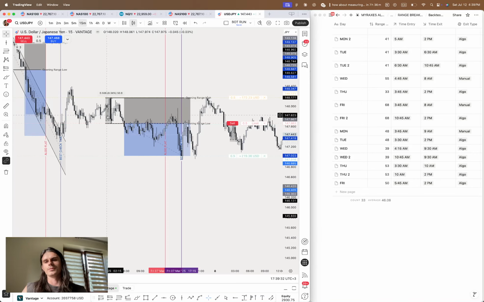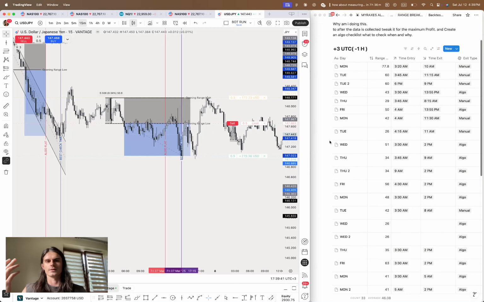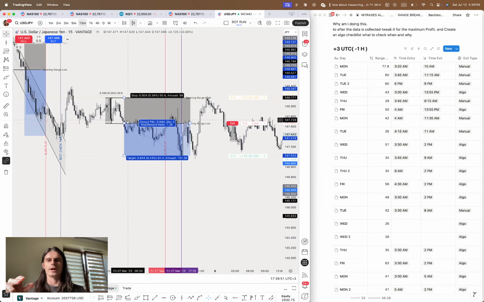And then I'm entering the breakout into the side of the breakout. So in this case, it was shorts. In all of the other cases, it was longs, whatever, it doesn't matter. The entry is here, and the stop loss is on the opposite side of the range.